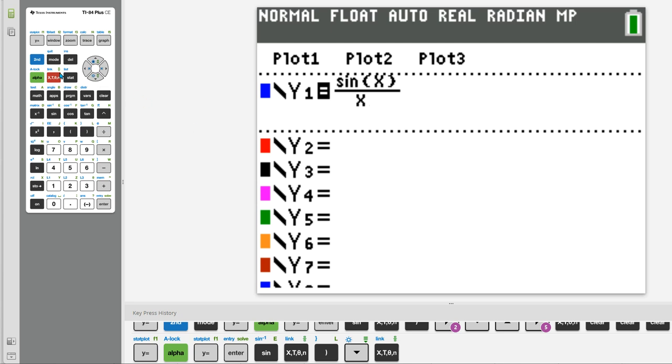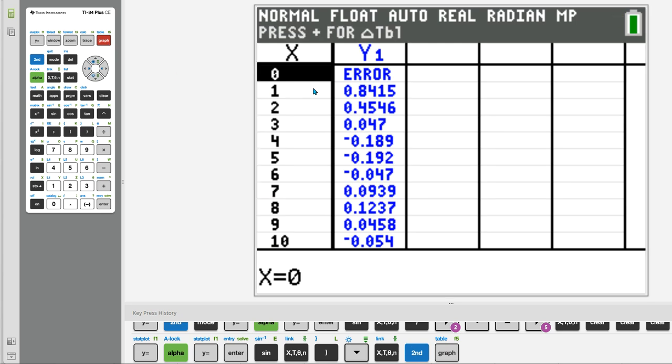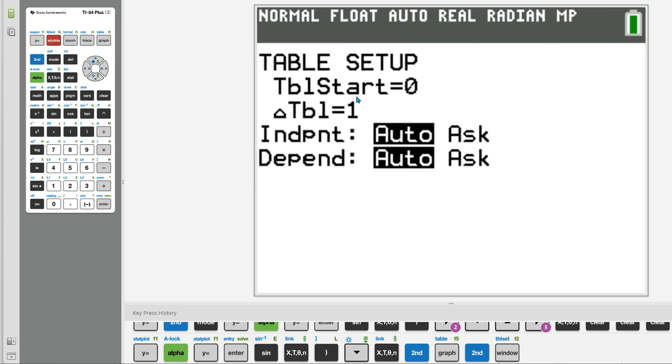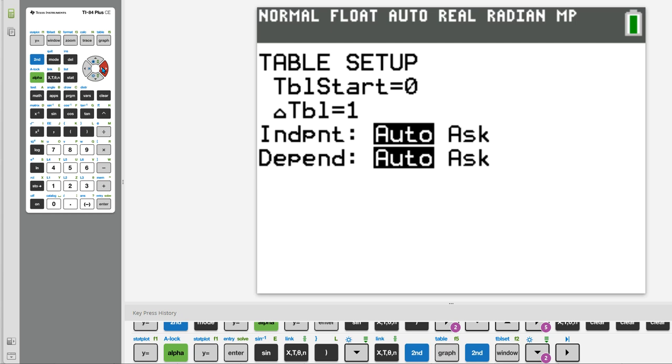Okay, so now, if I want to evaluate these, I would like to pull up my table. The table is going to be second graph over here. But the problem is that they don't have the input values that we want. So if you don't know this, hopefully you already do, but if you go into second window, which activates your table set mode, and then bring your cursor down to the independent variable and put it in ask mode.